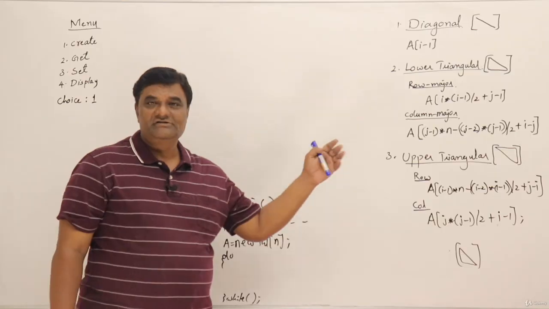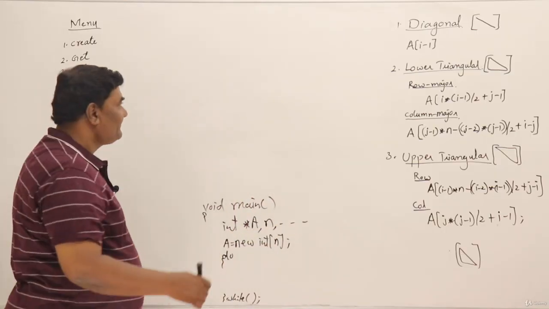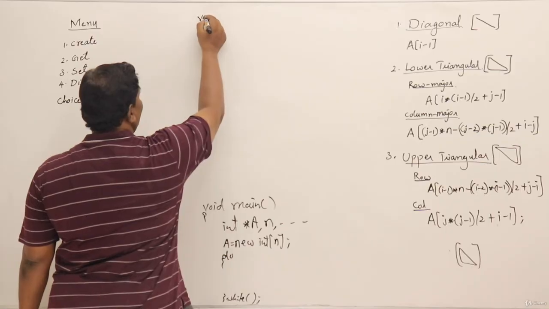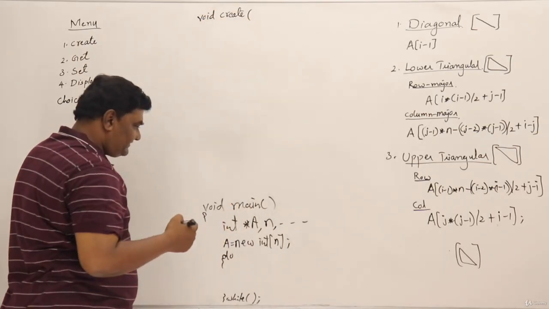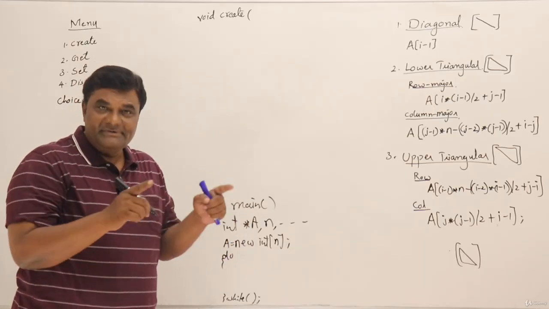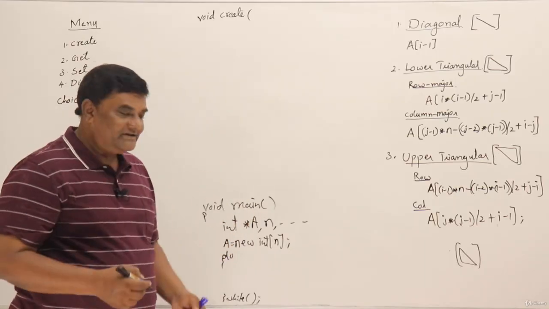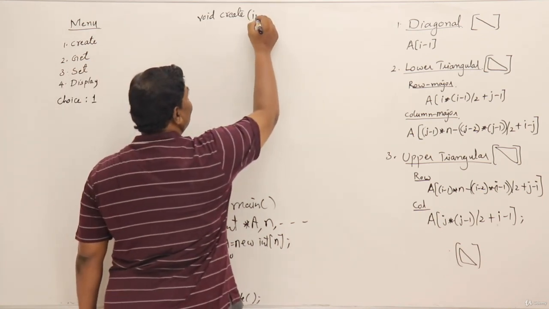Then how the function should be written, I will write the prototype of those functions and show you. First function is void create. This create function needs an array and the dimension. So it needs basically an array where it has to store the elements. So the main function should pass an array to that one. So this should take an array.